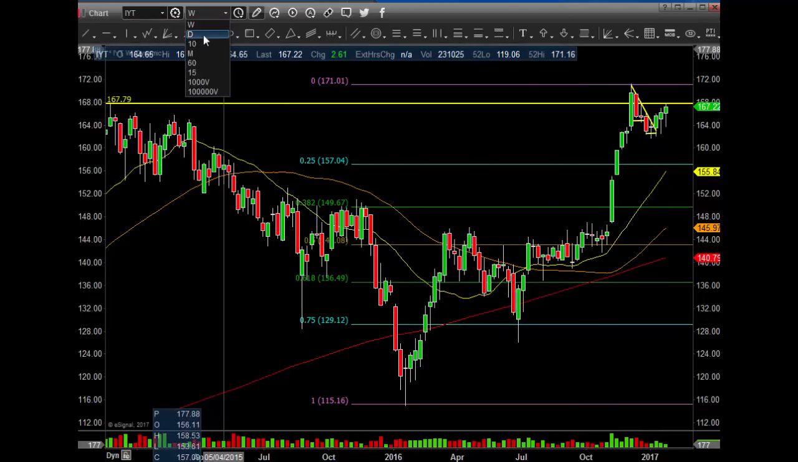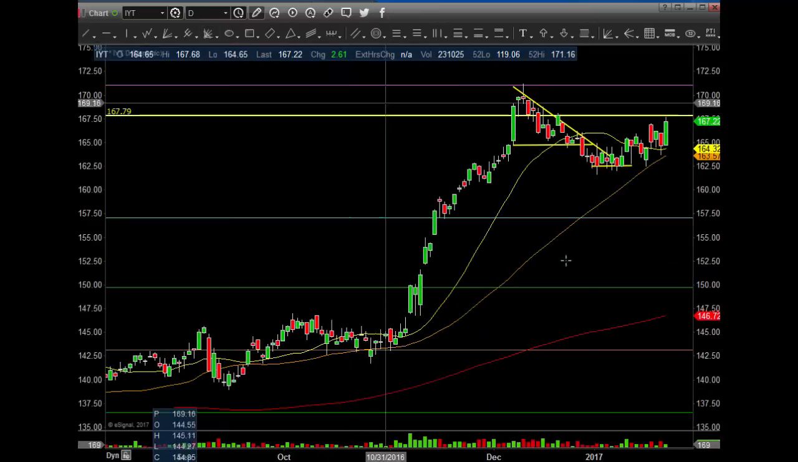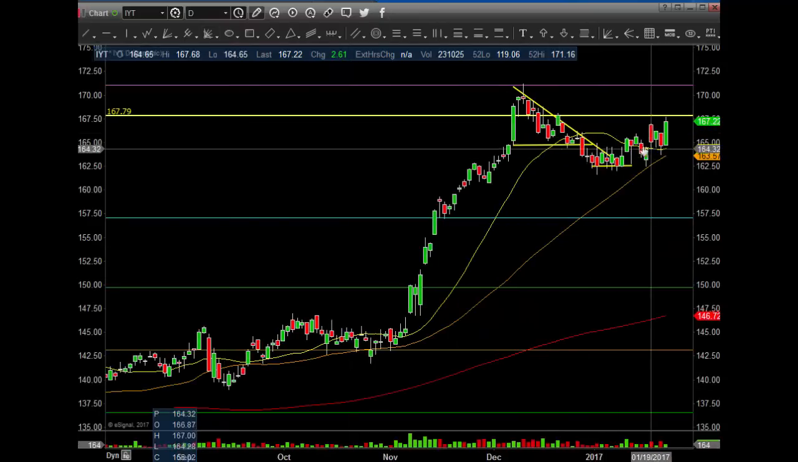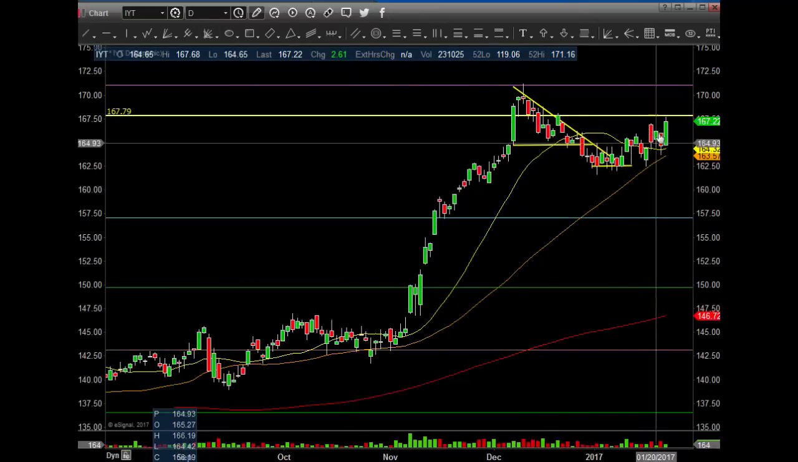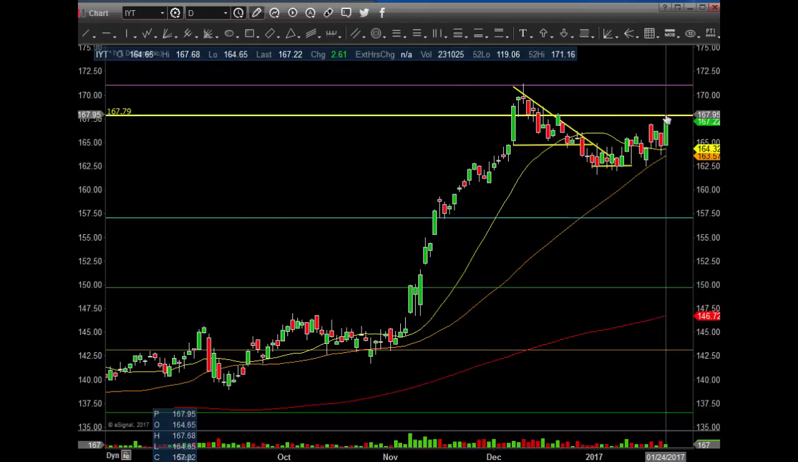IYT, guys. IYT on the daily, we were up at 261. Again, we got above that 20, we were talking about that. It got above it, stayed, consolidated, and now it's making a move up. We went right up into this high pivot here.